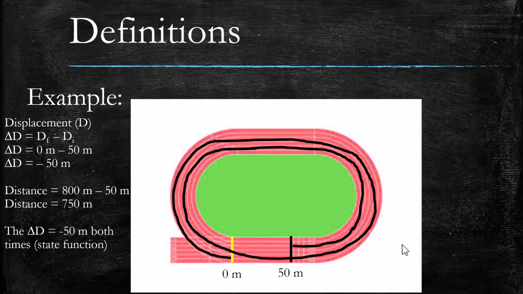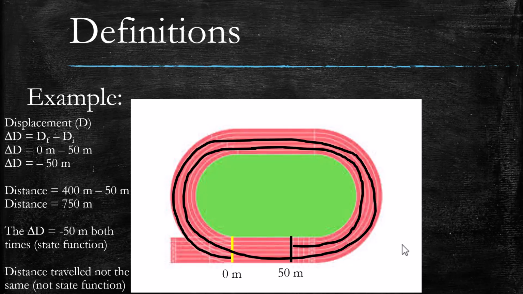The change in displacement, the delta D, is minus 50 in both instances. This is a state function. The distance traveled was not the same, so therefore distance is not a state function.